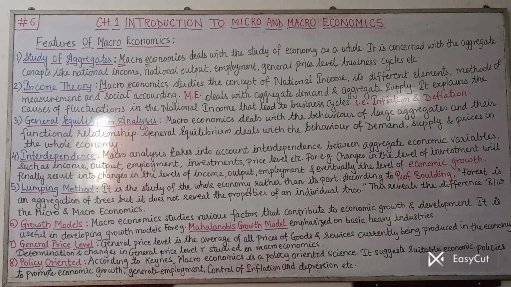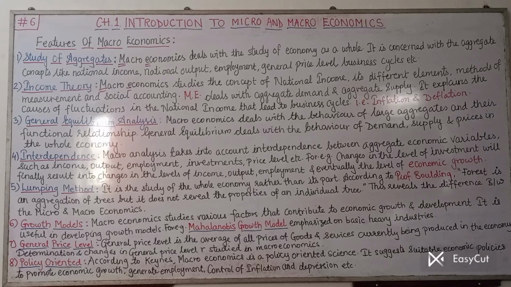That means why the price level goes up in the economy, why the price level goes down in the economy, what are the causes of fluctuations. All these things are studied and explained under macroeconomics, which falls under income theory.